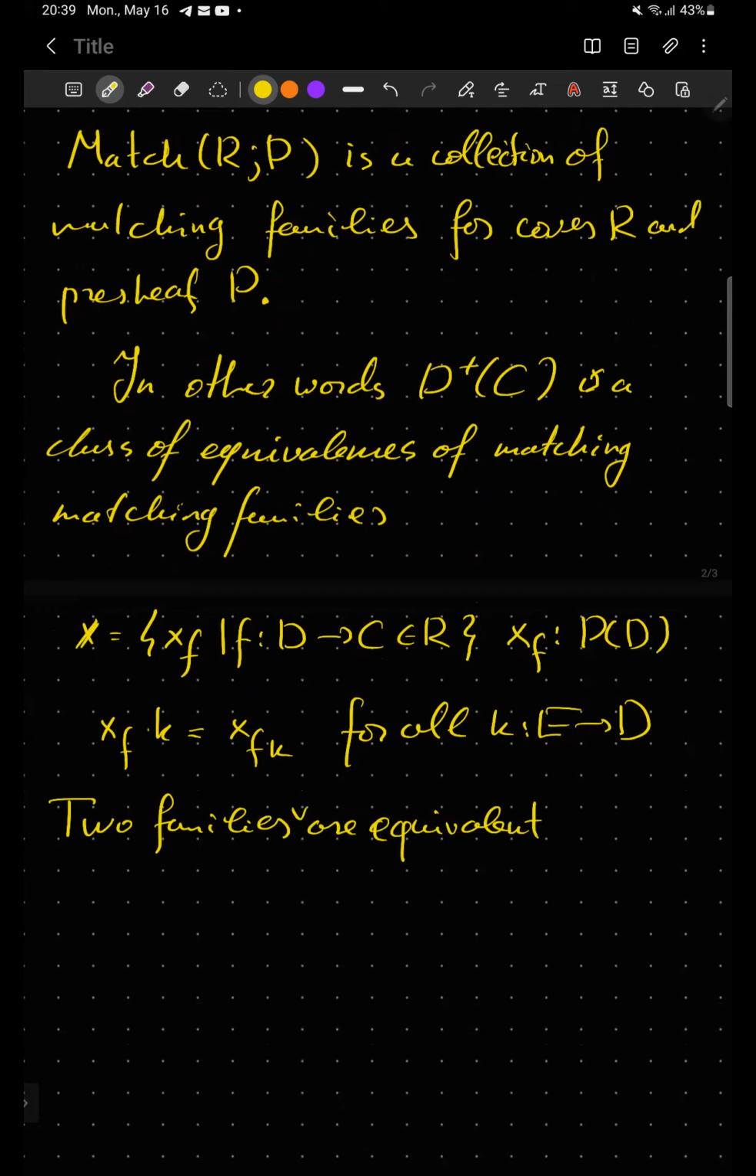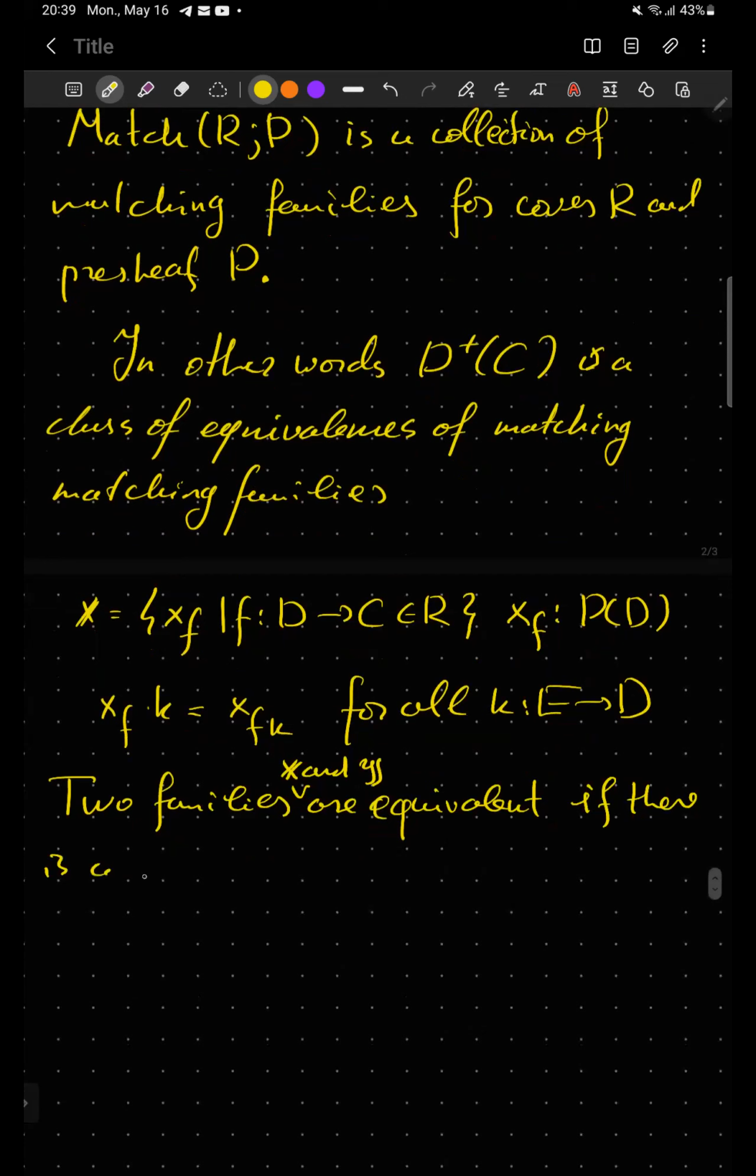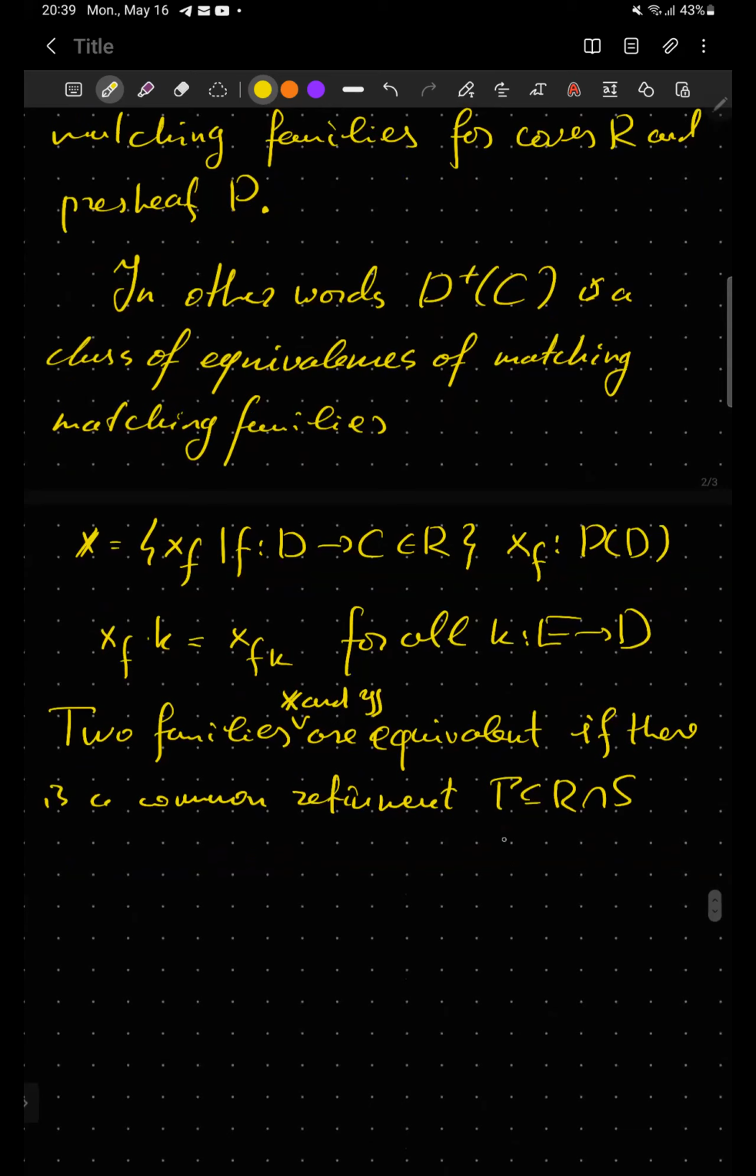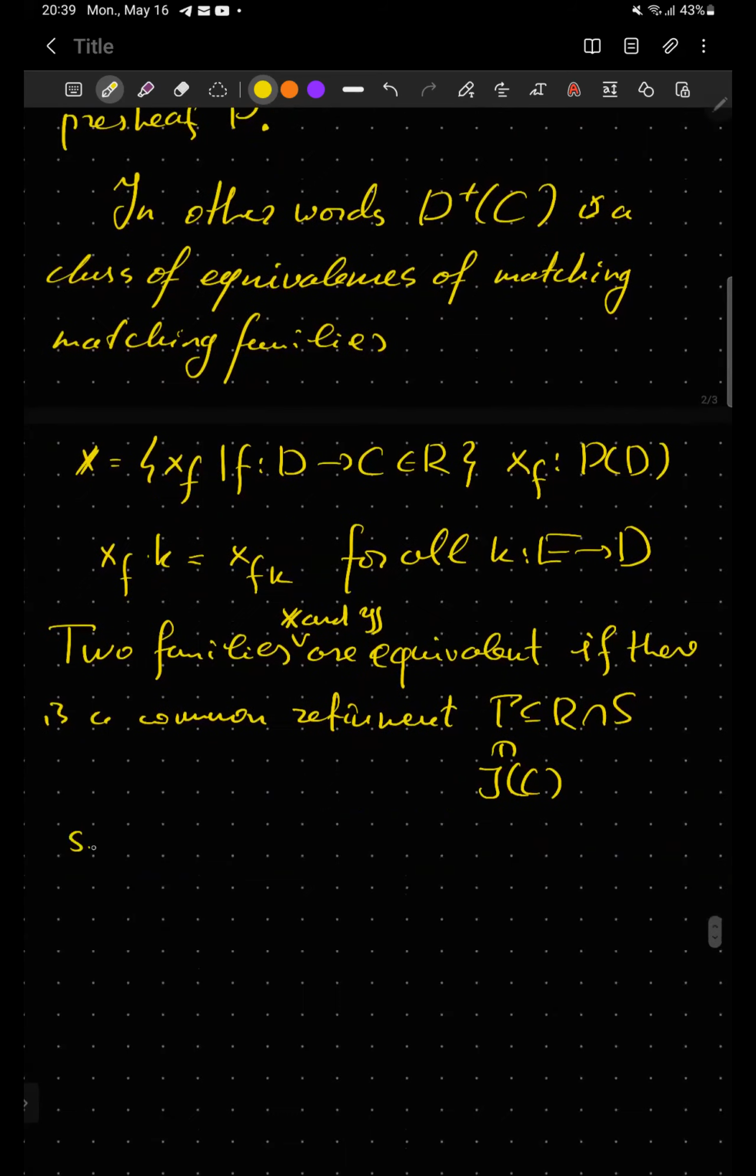Two families X and Y are equivalent if there is a common refinement T in RS, where T belongs to J of C, such that over this finer covering there is an equality of elements.